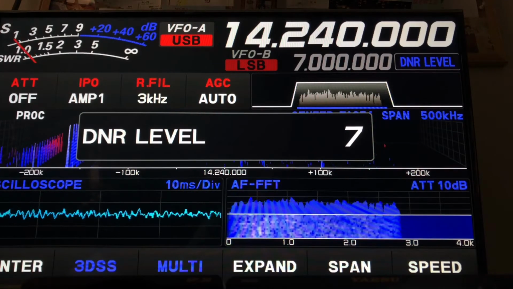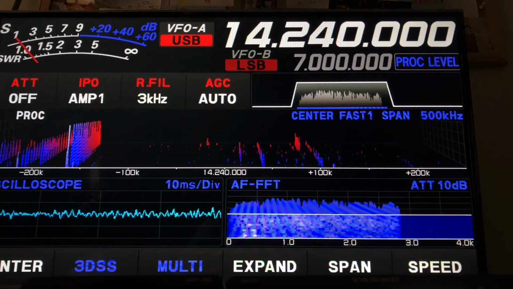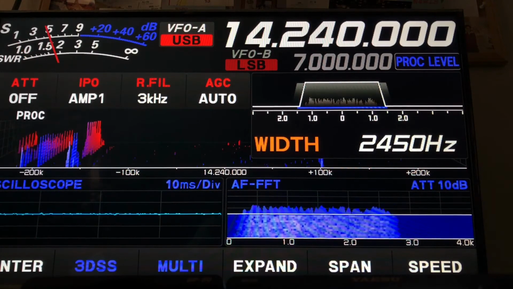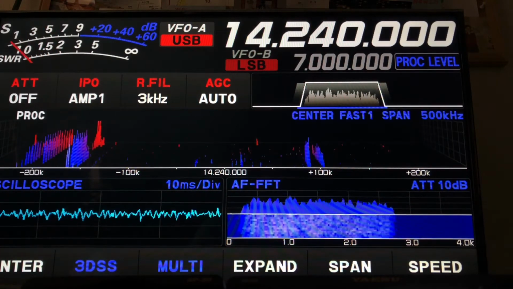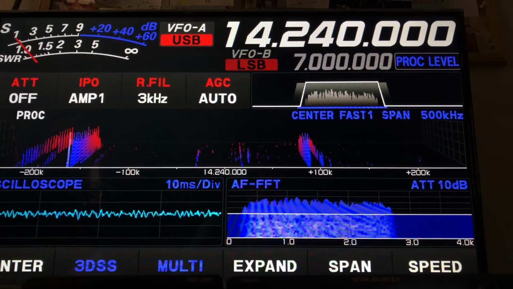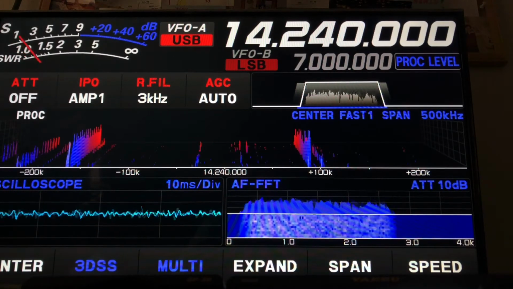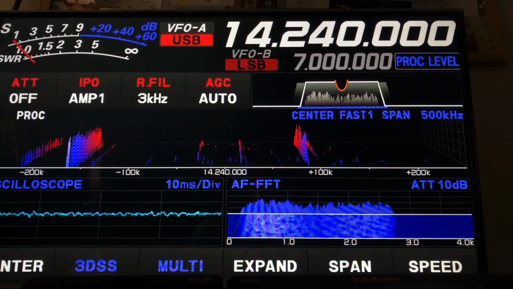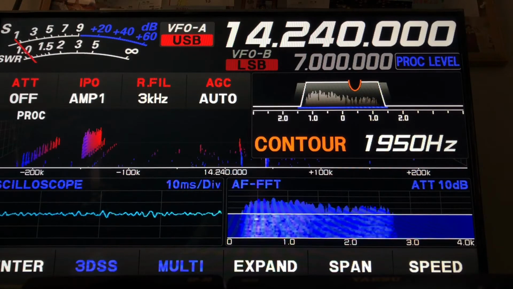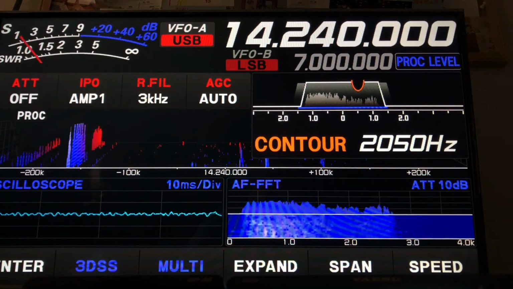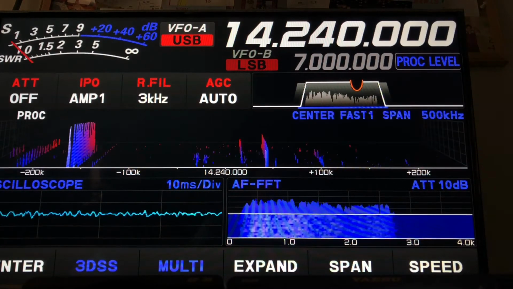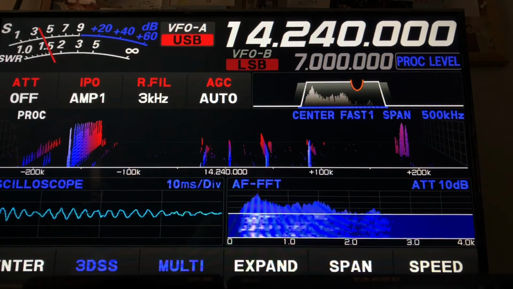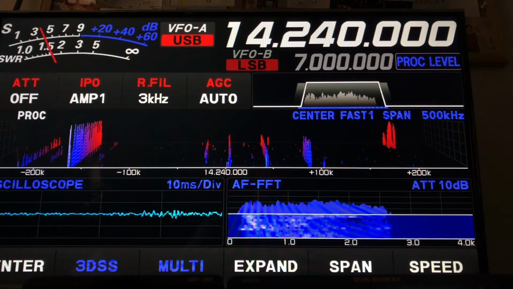Enabling digital noise reduction. And narrowing the width. You can see that in the graphic up there. And engaging contour. So now that we've got the stronger station, I'm going to undo all that.